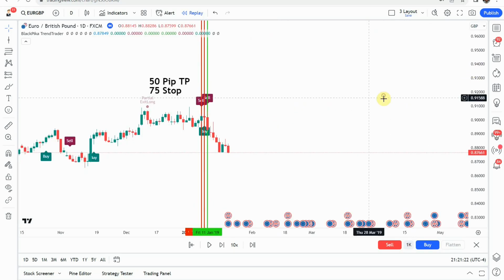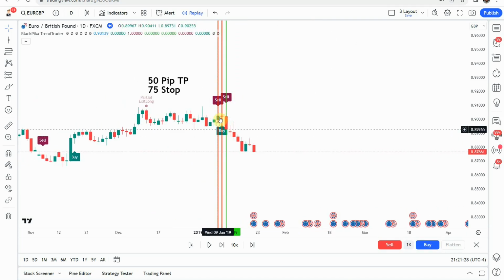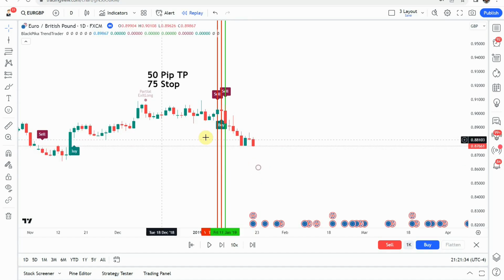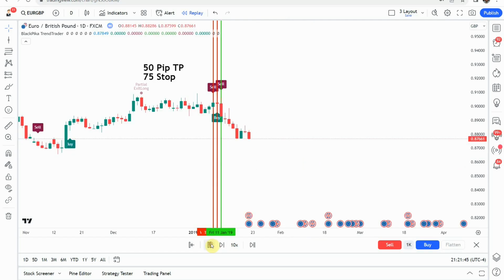Alright, so the first signal that we picked up was a sell signal right here. Unfortunately, we immediately switched to a buy signal, and then we immediately switched to a sell signal. And so we got stopped out on the first two signals there, then picked up the sell signal, which made a nice push to the downside, got us to our take profit. Let's go ahead and continue on.